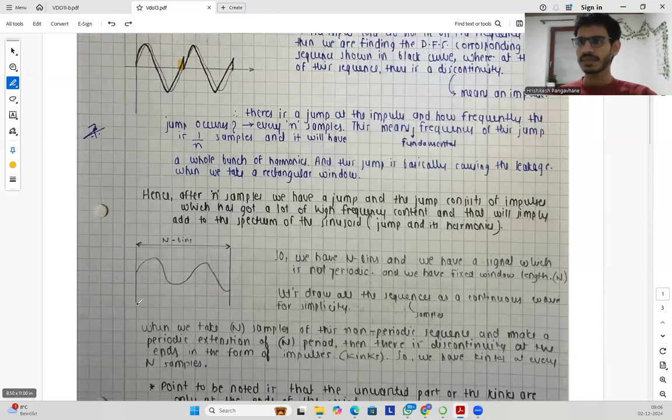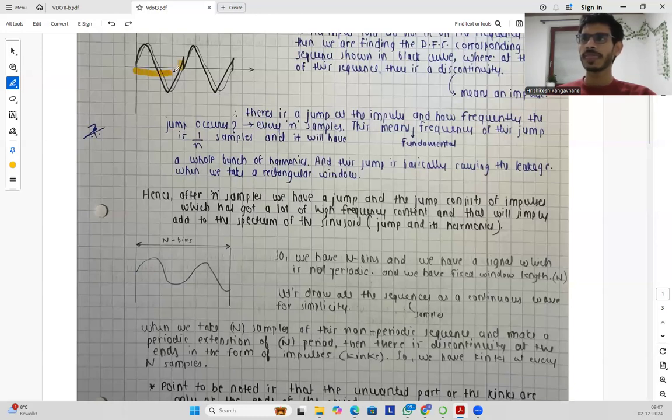So when we take n samples from 0 to n minus 1 of this non-periodic sequence, we are just interested in some n samples. We are not interested in minus infinity to infinity of non-periodicity. So when we take n samples of this non-periodic sequence and make a periodic extension with a period of n, we repeat them after a period which is n, and then there is a discontinuity. When we plot that, there is a discontinuity at the ends in the form of impulses or kinks.